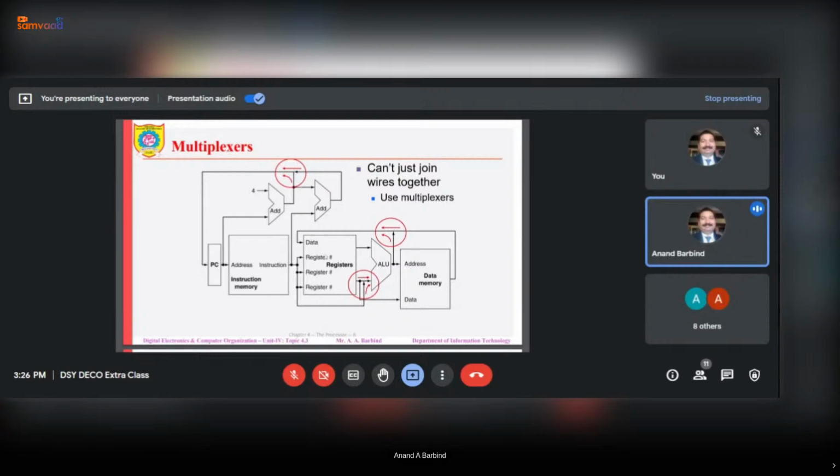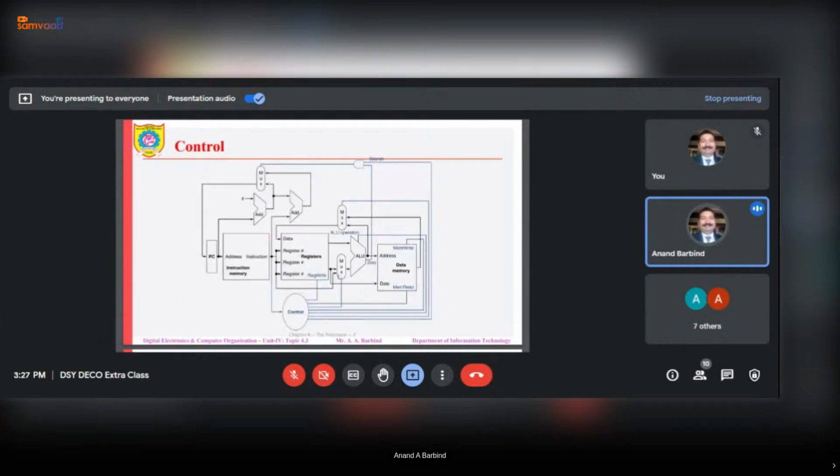Here also, the contents going into the register may come either from the ALU or from the data memory. Again, the input to this particular ALU may come from the instruction or from the register. Like that, this is done in this particular diagram now. So you can see that there are multiplexers wherever they are required.